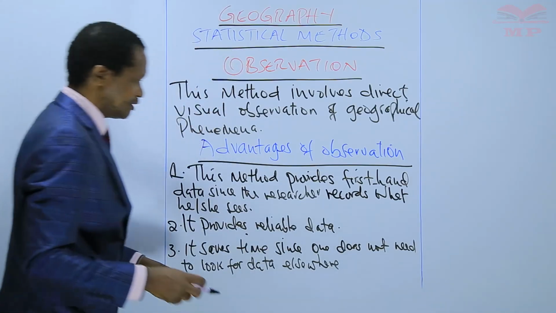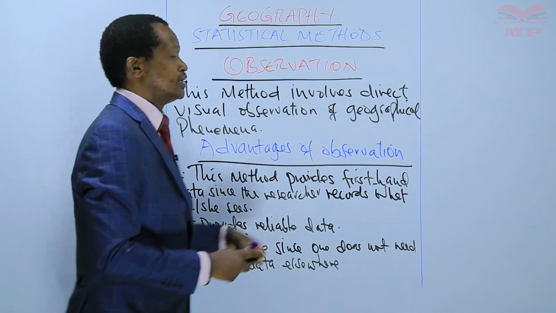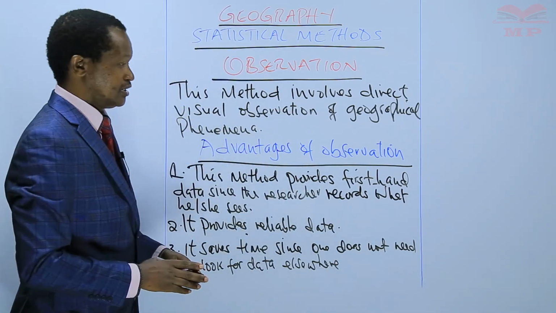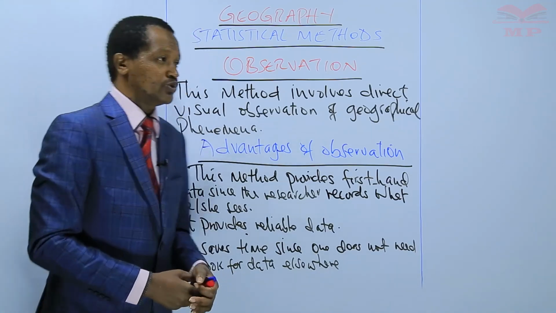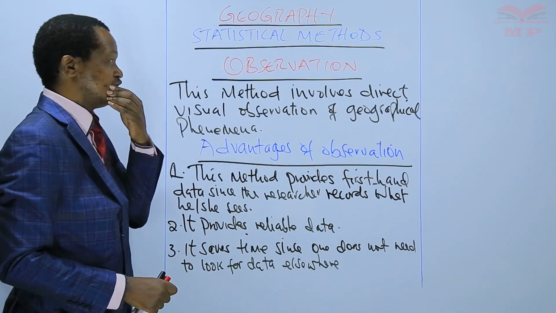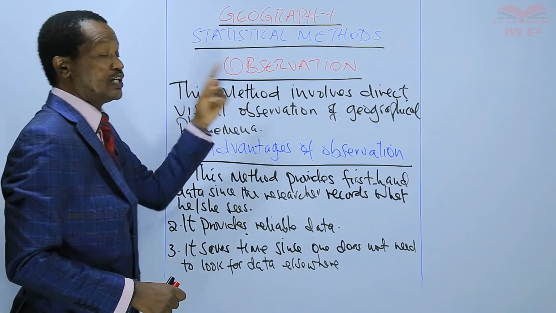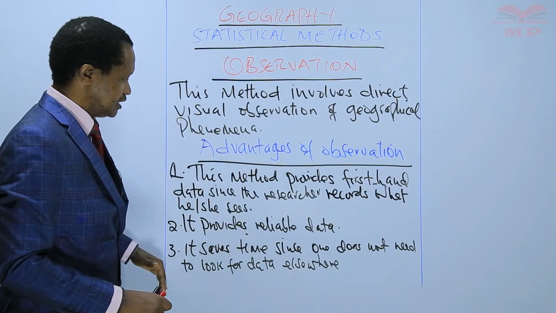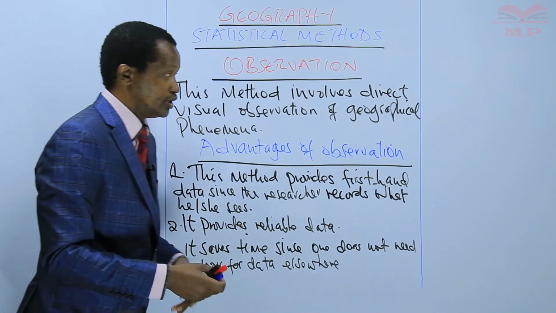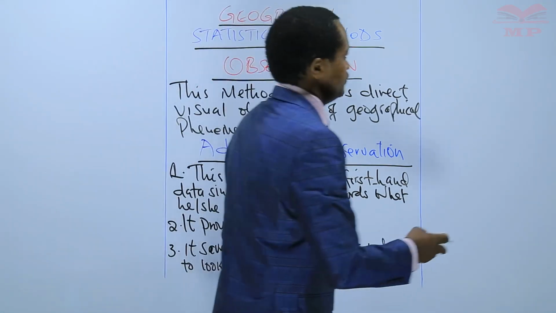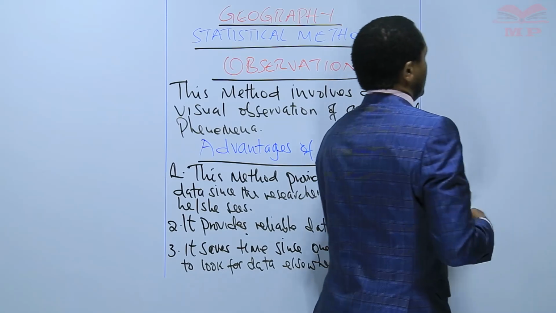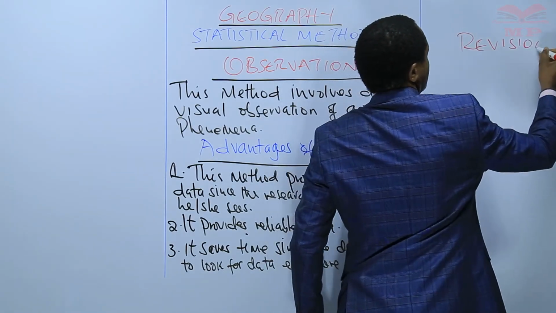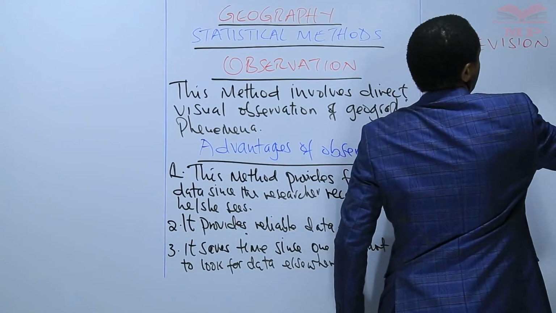So these are three advantages of observation as a method of collecting data. So learners, on that note, we come to the end of our today's lesson, where we have studied observation as a method of collecting data. We've identified three advantages. Now I'm going to give you one revision question.